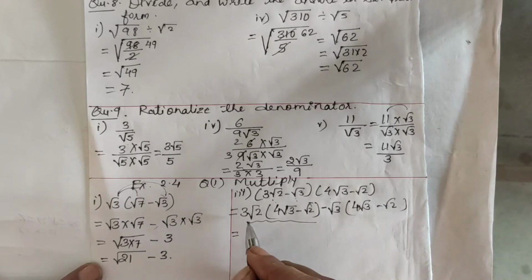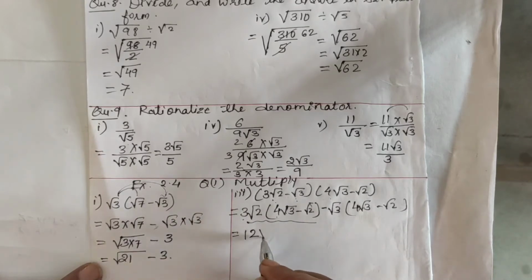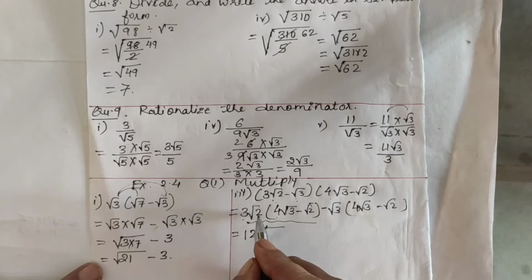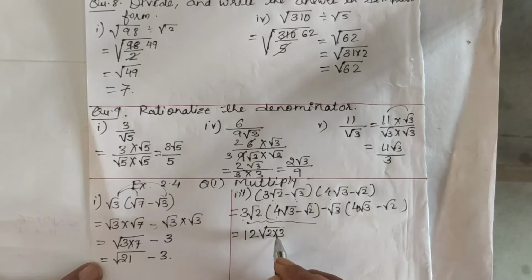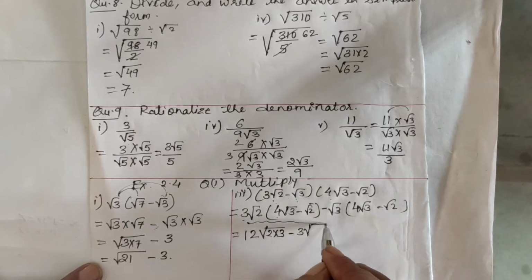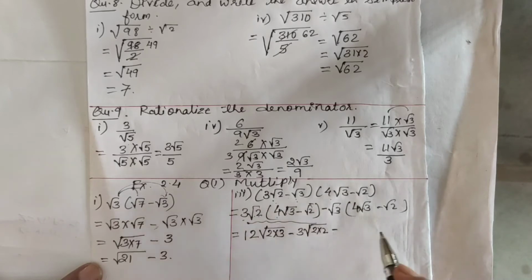So first, children, what will you do? Multiply the whole numbers, meaning 3 into 4. Directly I am writing 3 into 4 is 12. Then multiply root 2 into root 3; as both are under the same root, you can write it like this also. Minus 3, again here root 2 into root 2. Minus, before the bracket there is a minus, so this becomes plus, and this plus becomes minus.